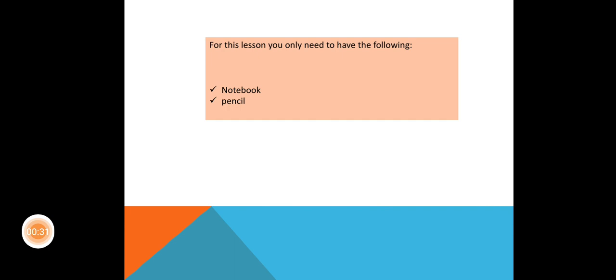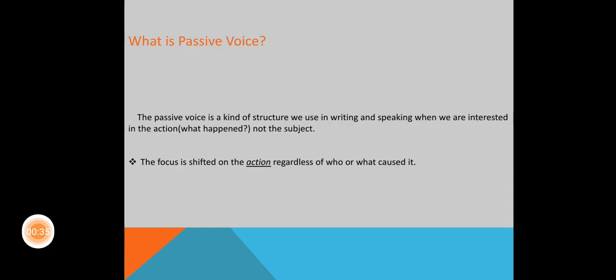Today, we'll be looking at a new concept of grammar, passive voice. You might have come across this topic or this concept in, I think, grade 4 or grade 5. Okay, passive voice. So this is our new topic of today. For this lesson, before we start, you need only to have the following: a notebook and a pencil.